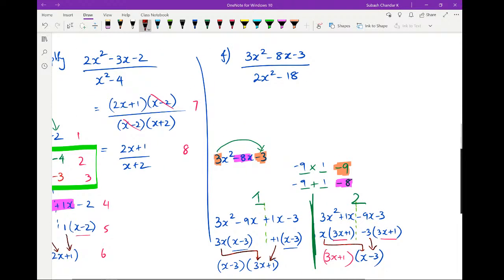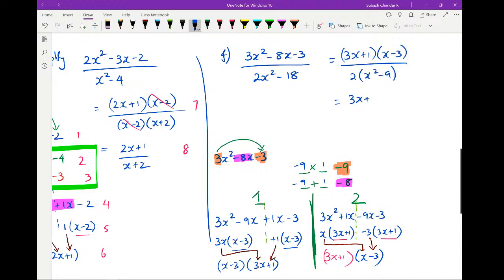Once we get our two factors, we replace them in the numerator. So this is 3x plus 1 multiplied by x minus 3, and in the denominator you've got 2 times x squared minus 9, which we can split further into x minus 3 times x plus 3. At this point we can cancel out x minus 3 and x minus 3, and your answer is 3x plus 1 divided by 2 times x plus 3.